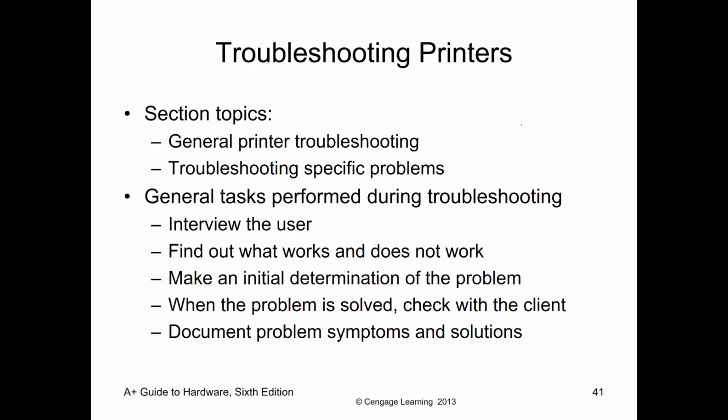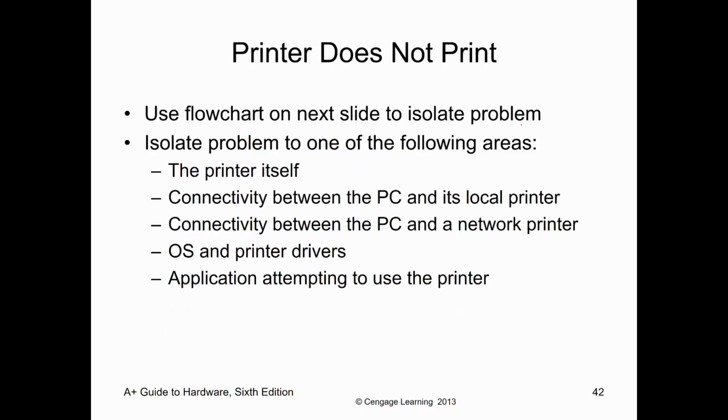So let's talk about troubleshooting. What happens if the printer doesn't print? Again, we're going to go through the basic troubleshooting processes: interview the user, find out the last time it worked, try to make an initial determination of the problem, when the problem started, when it was solved, maybe check with other clients, see if it was solved, and then go back to documentation. Here we're doing those 5 general steps for troubleshooting. So maybe use a flowchart to help isolate the problems.